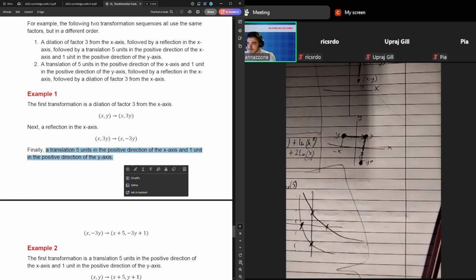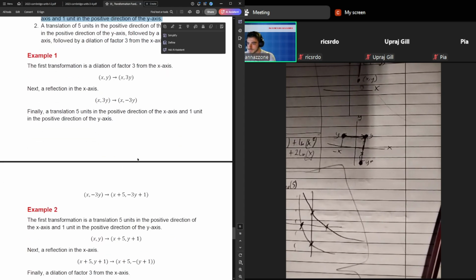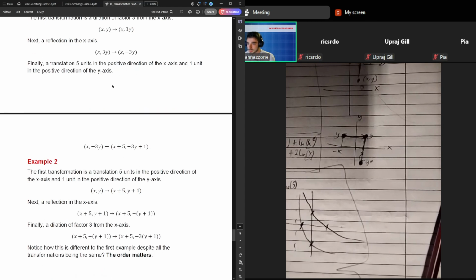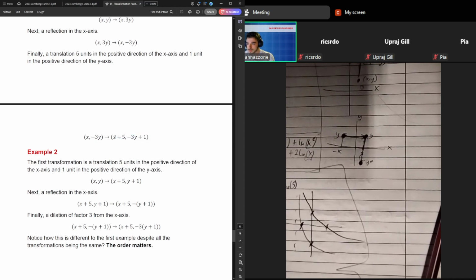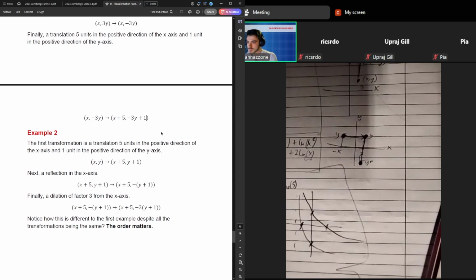Then we had some translations. You could see those from here as well. This was 5 in the positive x, 1 in the positive y. So again, where you left off, add 5 to the x spot and add 1 to the y spot. That will give you, so this is your x dash, this is your y dash, rearrange for x and y, sub into a function if necessary. But that's a bit besides the point for this one. What I wanted to highlight here was if you now do things in a different order, you'll see at the very end, you get a different result.